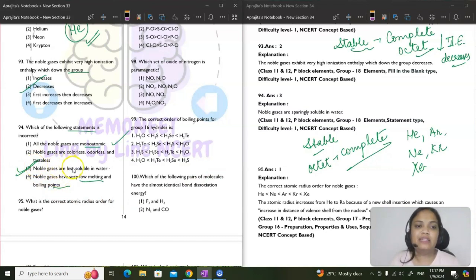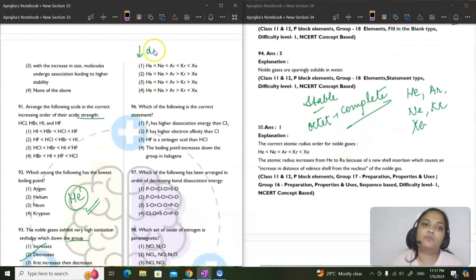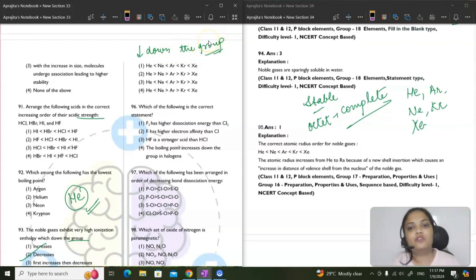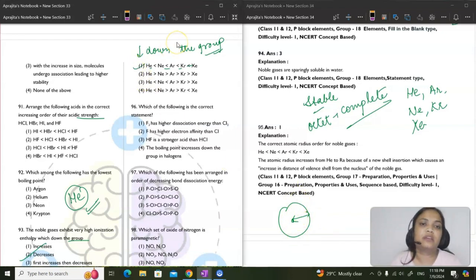Okay. Question number 95. What is the correct atomic radius order for noble gases? So again, when we are moving down the group, what happens to the atomic size? It increases, okay, because of the increase in number of shells. So it is going to increase from helium to neon to argon, then krypton, xenon and radon, because at every period a new shell is being added, and because of that there will be an increase in distance of the valence shell from the nucleus, meaning there will be an increase in atomic size. So the answer is option A.